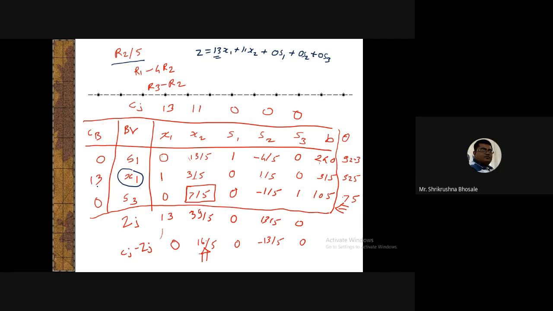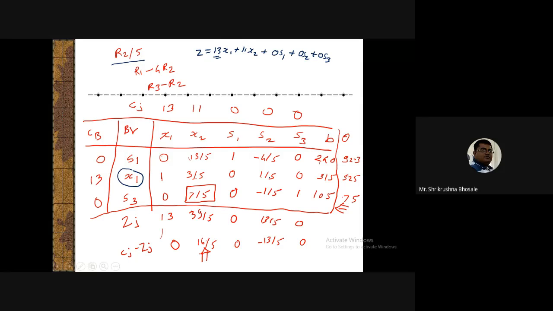Okay. Once this second row becomes the key element, it is becoming 1. Our next target is that other elements should become 0. For that we have made these two operations: R1 minus 4R2, R3 minus R2. So with those operations we have made this element and this element 0. At the same time there may be changes in this row and the b value.